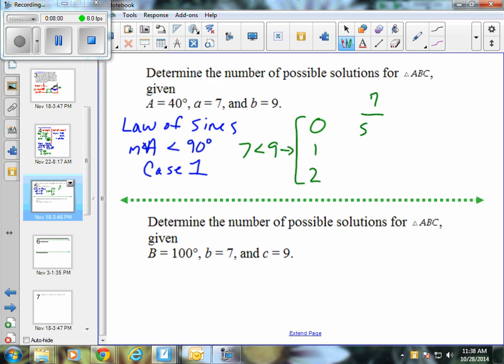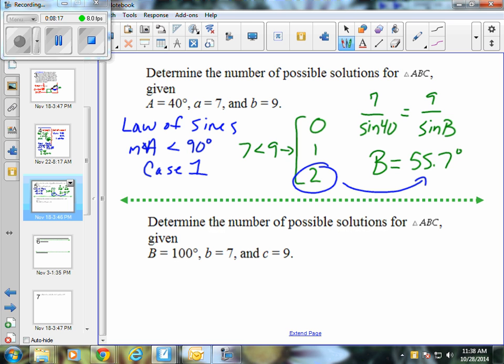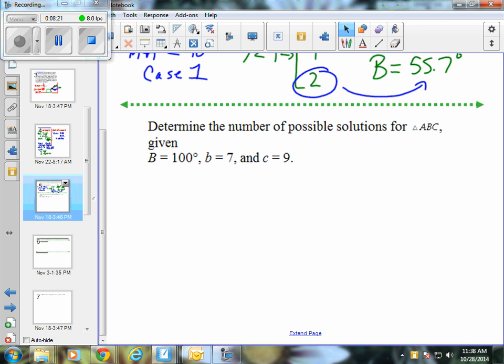So it'd be 7 is to the sine of 40 degrees, as 9 is to the sine of angle B. Cross multiply, divide, take the inverse, and angle B ends up to be 55.7. What does that tell me? That tells me there's going to be 2 solutions because I got an angle that wasn't 90. 2 solutions. All right, let's try another one.